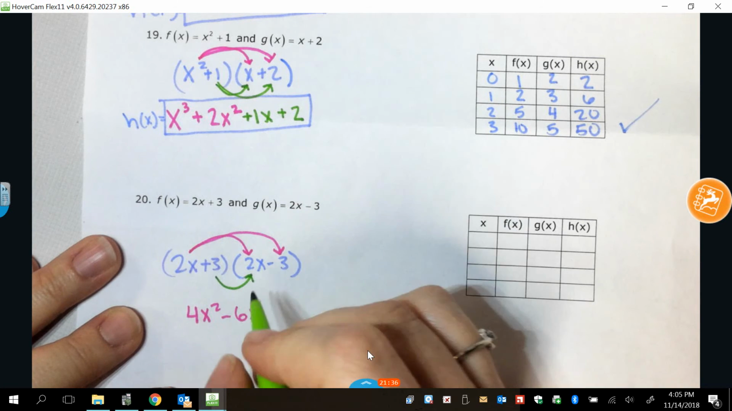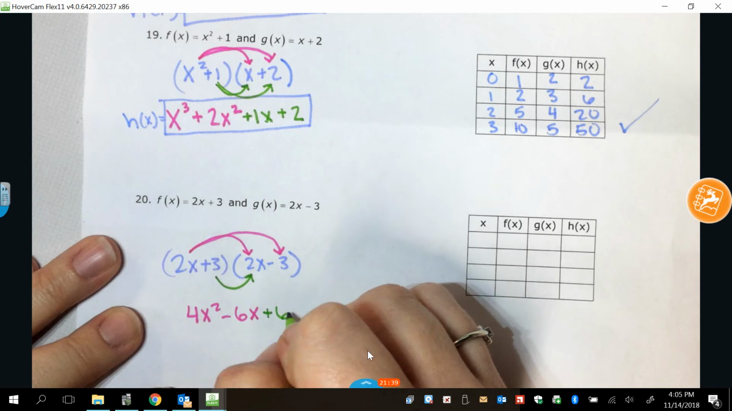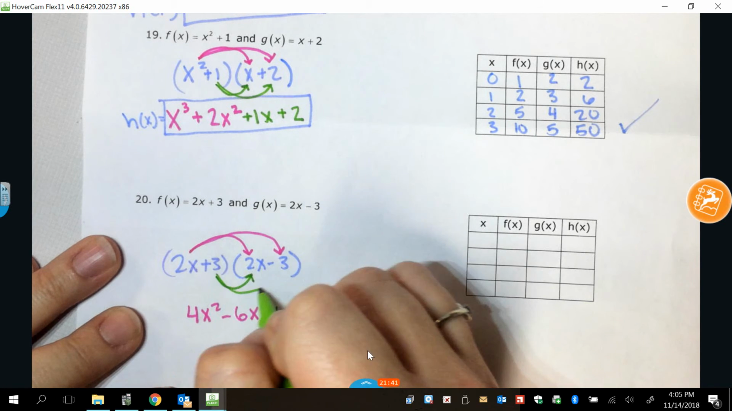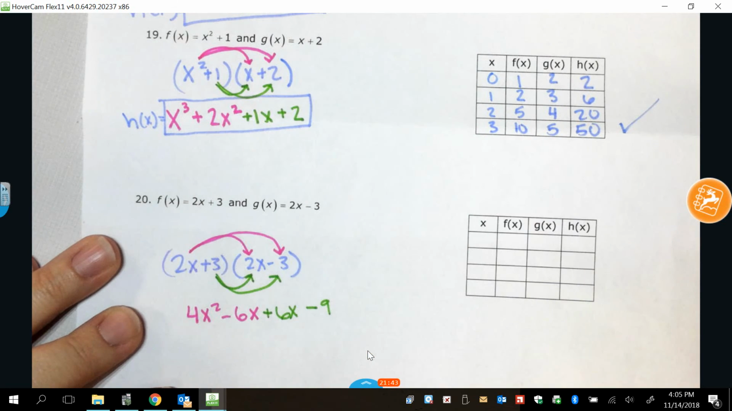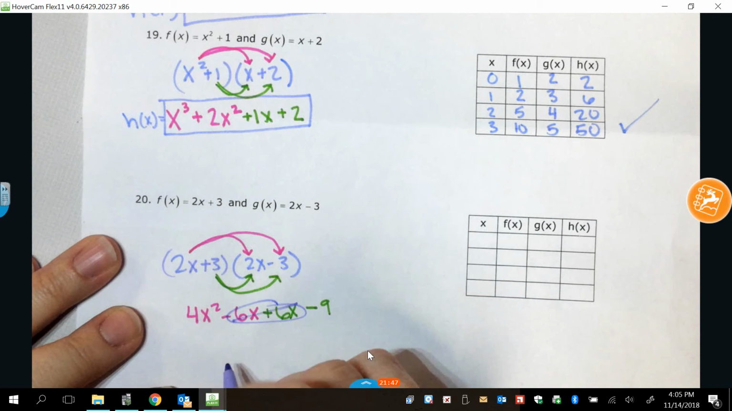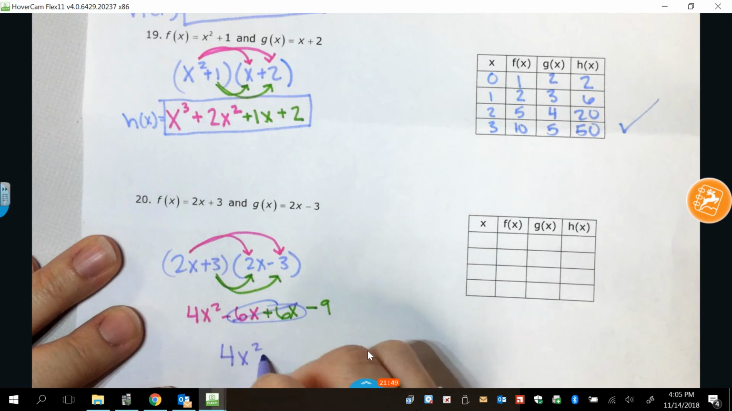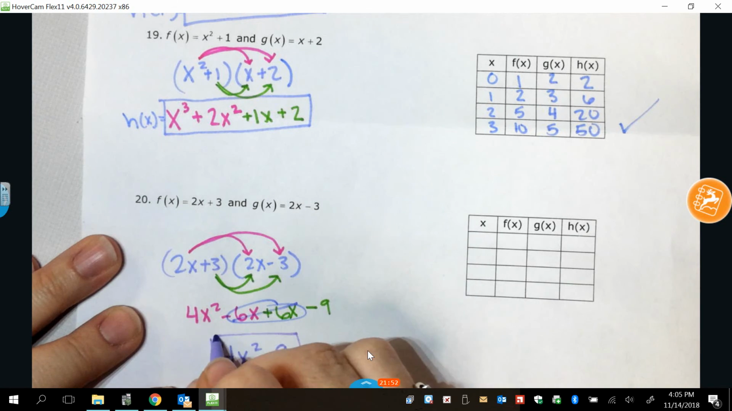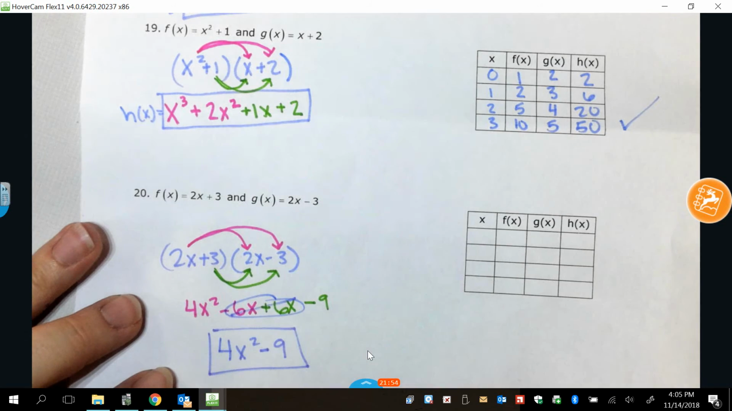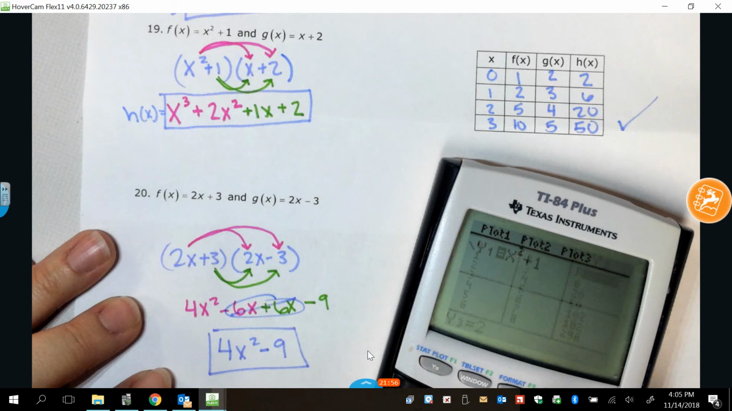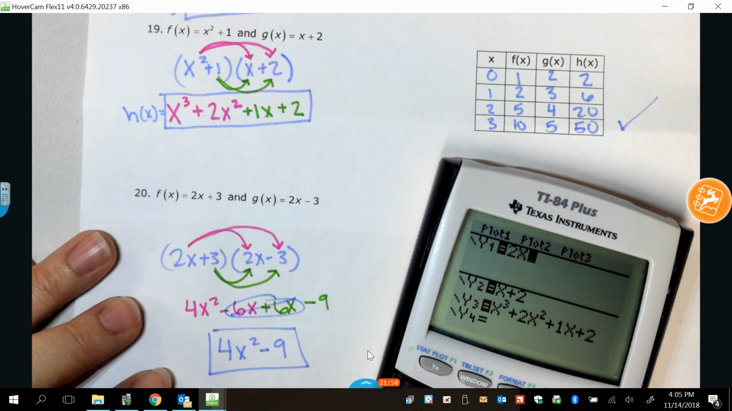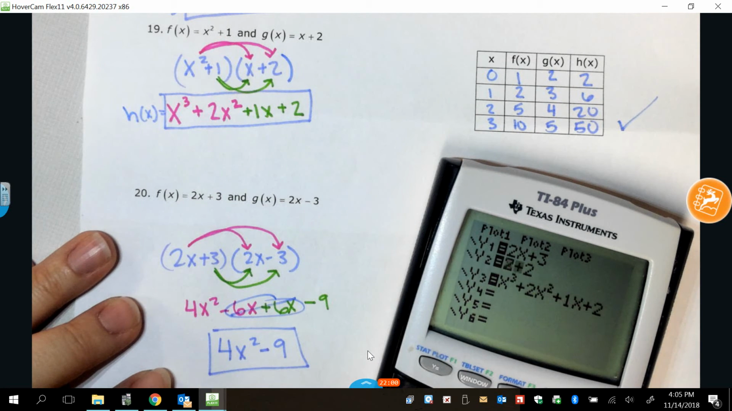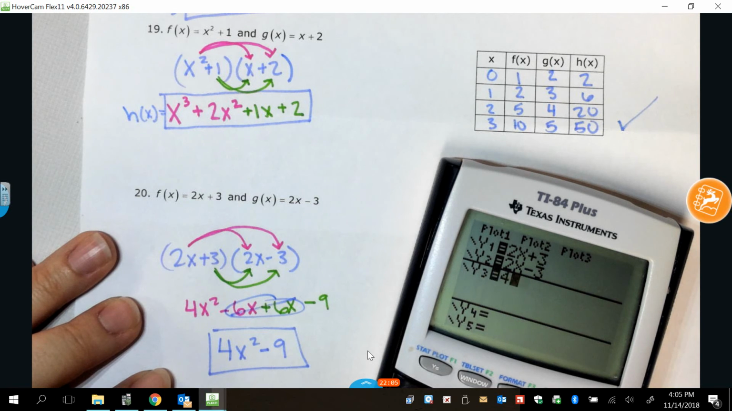3 times 2x is positive 6 with 1x being multiplied. And 3 times negative 3 is negative 9. So combine like terms. These two are my like terms, and they cancel. So I bring down my 4x squared and my minus 9, and there is my answer. So last one to check in the calculator. 2x plus 3, 2x minus 3, 4x squared minus 9. Second graph.